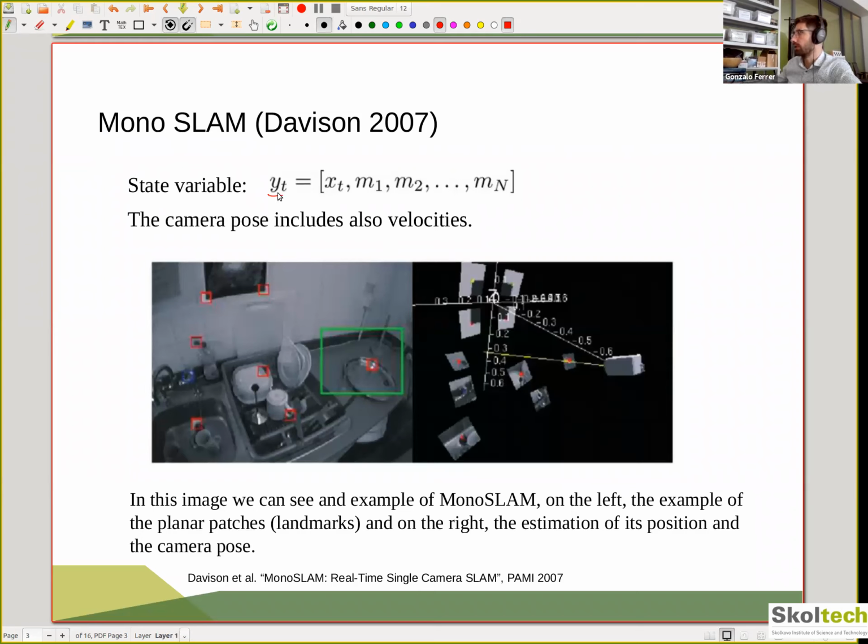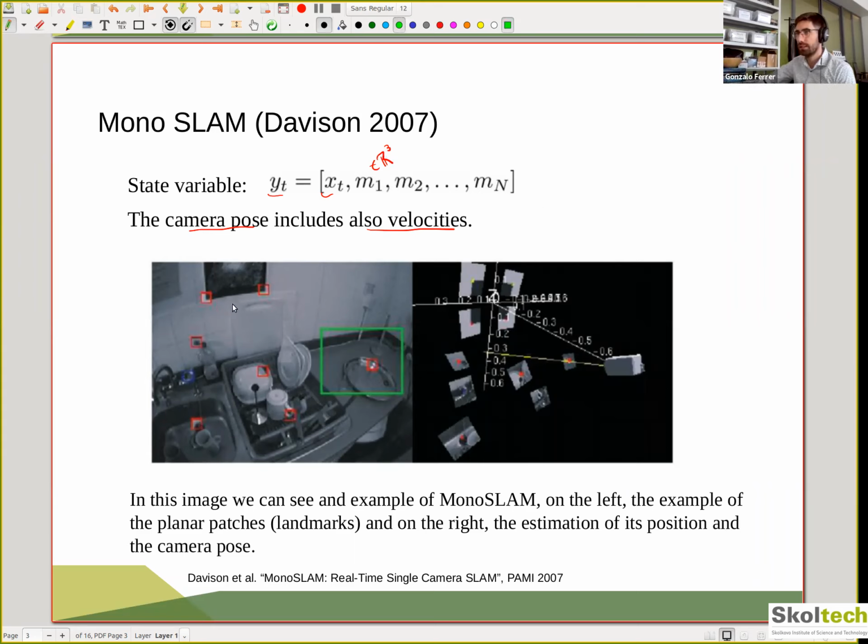Here, this is our state variable, including the robot pose plus velocities, right? I'm not going to define what they are here, but they were using quaternions, angular velocities, translational velocities, and positions. And then each of these landmarks is a 3D point, right? So you see the example here.